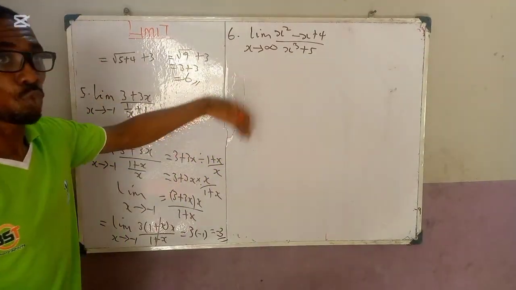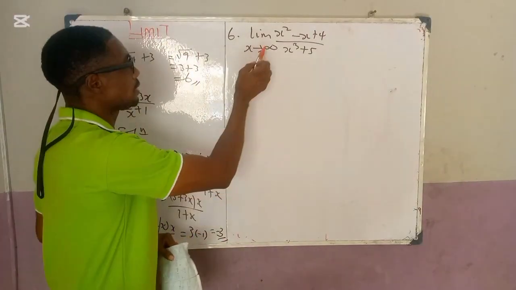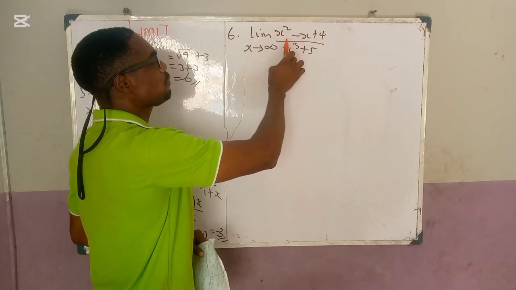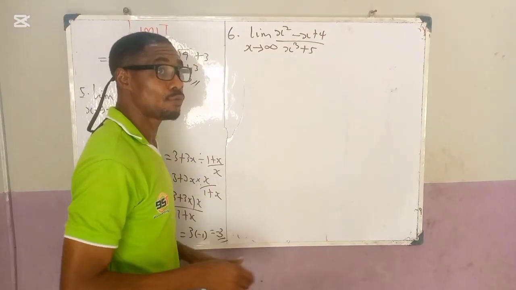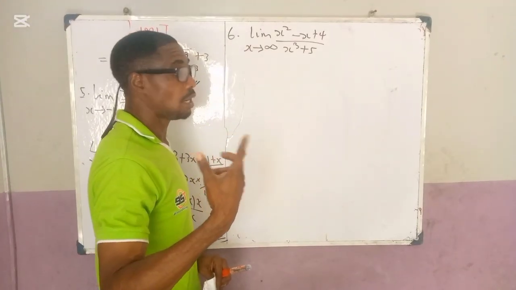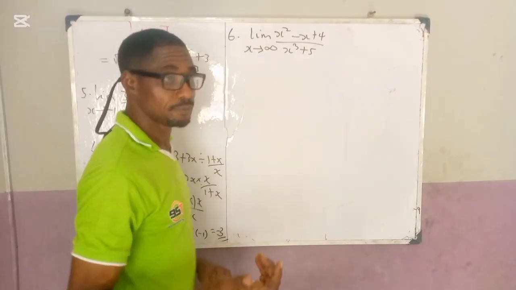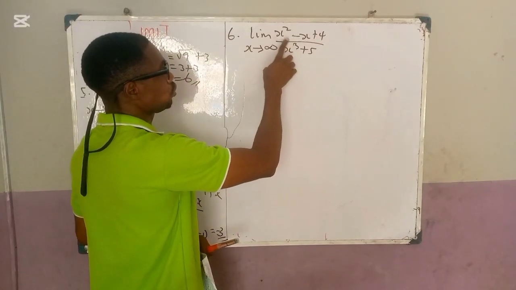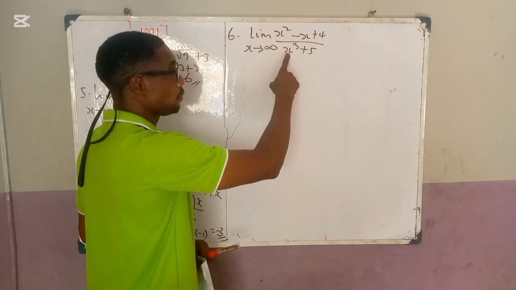This is not 0, this is not 1, this is not 2. How do you handle it? Once you notice that it's to infinity, divide every single expression here by the variable with the highest power. What do I mean? The highest power here is 3. So I'm going to divide all of this by x to the power of 3.